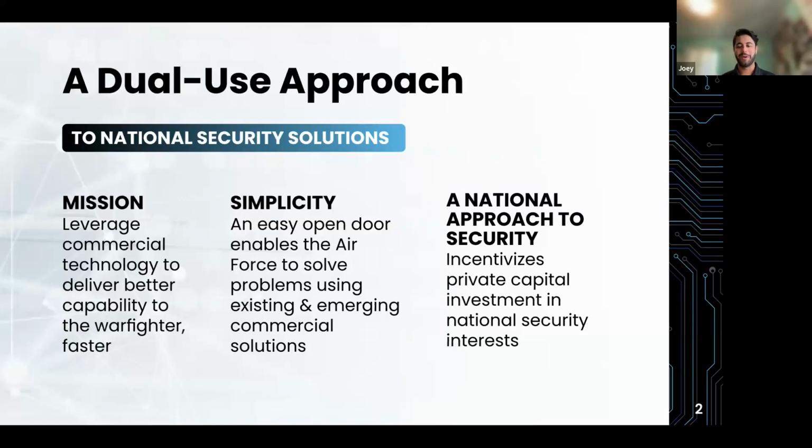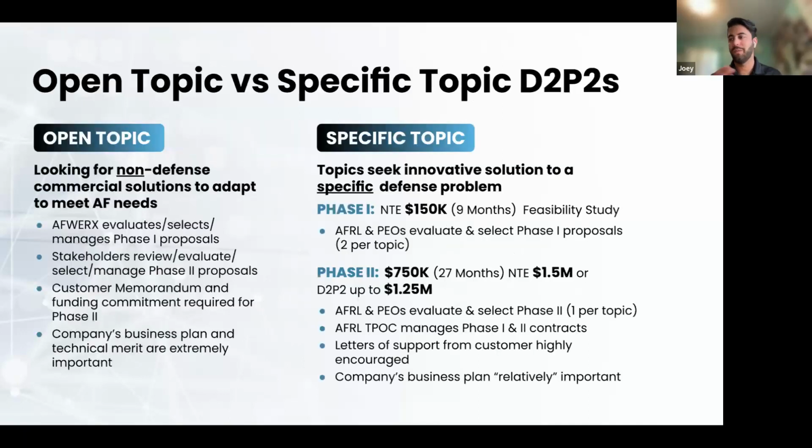All right. So what is the open topic direct to phase two? It is a dual use approach to national security solutions, specifically run out of the Department of the Air Force by the AF Ventures team, who is a part of AFWorks. It is a program specifically focused on how do we get technologies that are relevant to the military to a prototype stage with the right end users and stakeholders that are part of the government process. The goal is to create a simple open door for companies to engage and create an open pipeline for folks to be involved. And so what is the open topic?